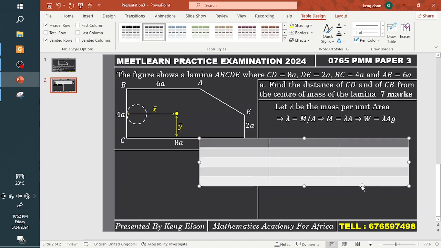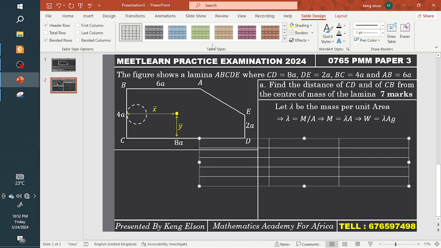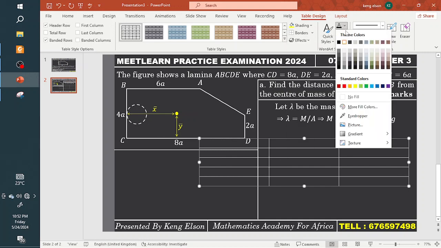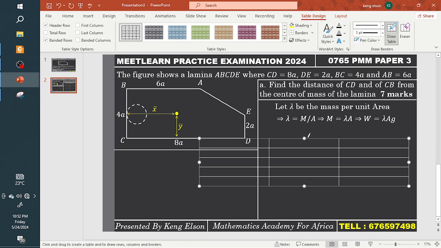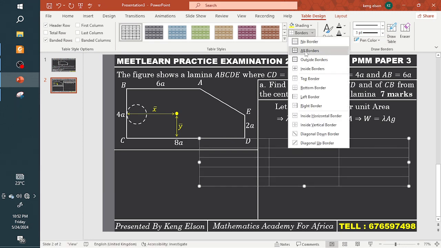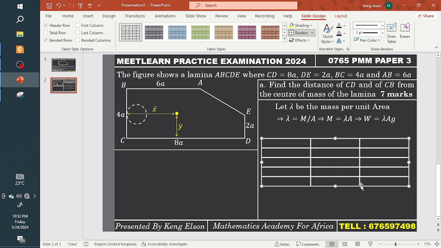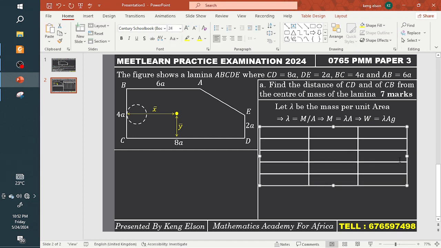So this is my table I've inserted. I can format the table. I increase the bordering of the table. That's the thickness. I can put 3. If I take border, I'll take all border. Voila. Now I'll decrease the size here. I'll increase to 24.